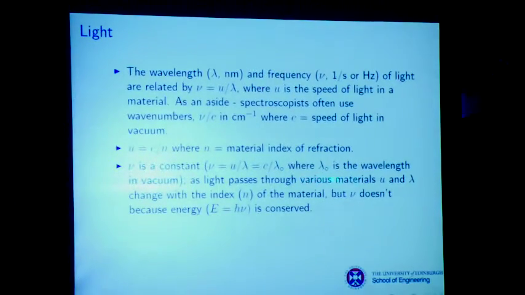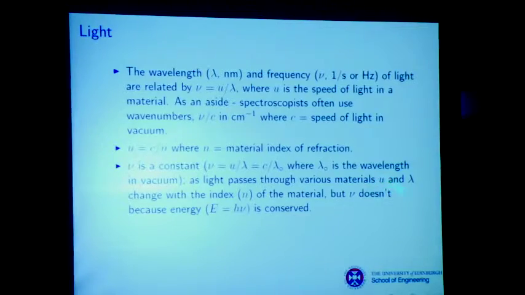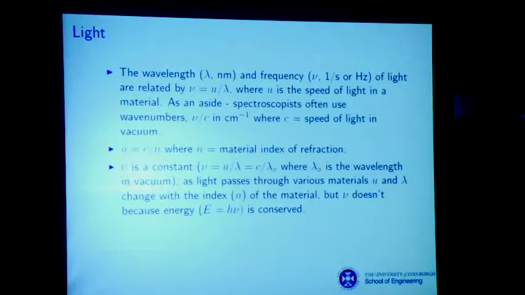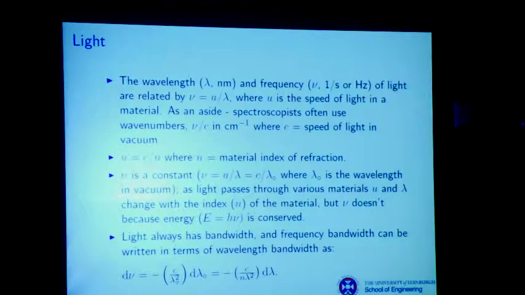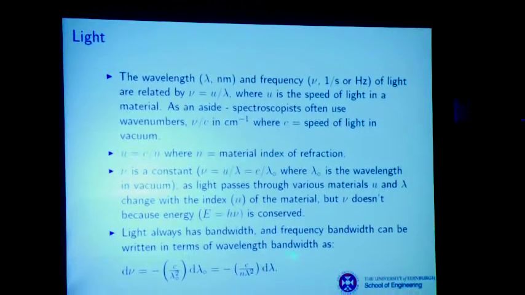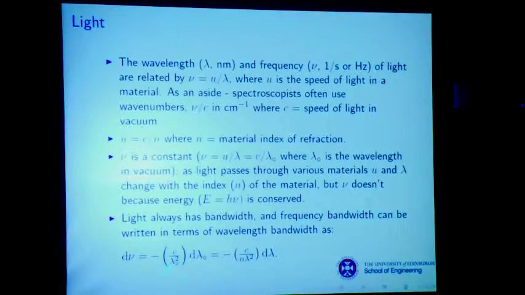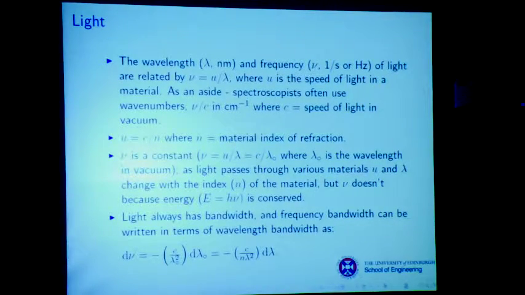So as light passes through various materials, you'll change the speed and you will change the wavelength, okay, depending on the index of the material. But the frequency doesn't change. And that's just something that sometimes people are confused by. There's also bandwidths to light. Light is never actually just one frequency. It always has bandwidth. And you can describe the bandwidth in terms of frequency or wavelength, and you just take a derivative, and some people, I think, haven't noticed that's how you do that. And the negative sign doesn't really matter because we're just talking about the width of the feature.